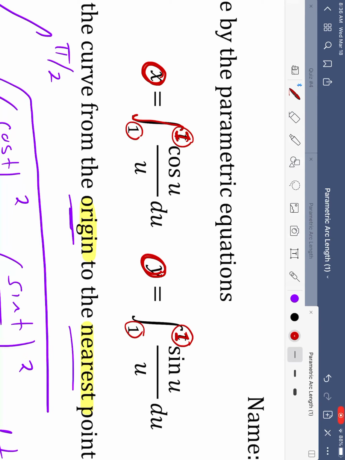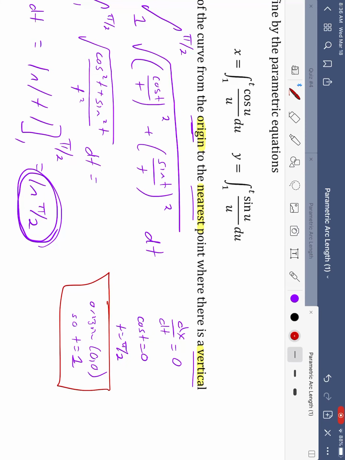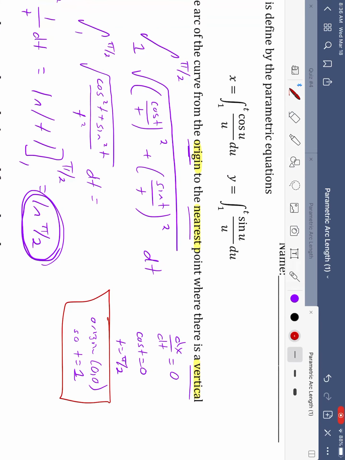Because that means you don't have any width. And if you don't have any width in your area, then you don't have any area at all. So the way you find the origin is you make x and y 0, and the way I accomplish x and y to be 0 is t equals 1. So that's my lower integral limit.